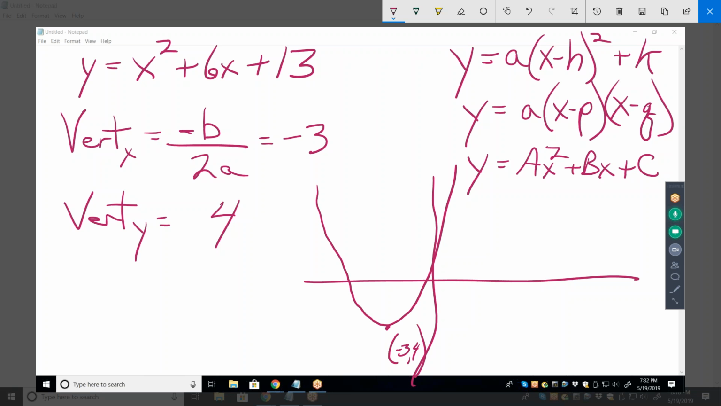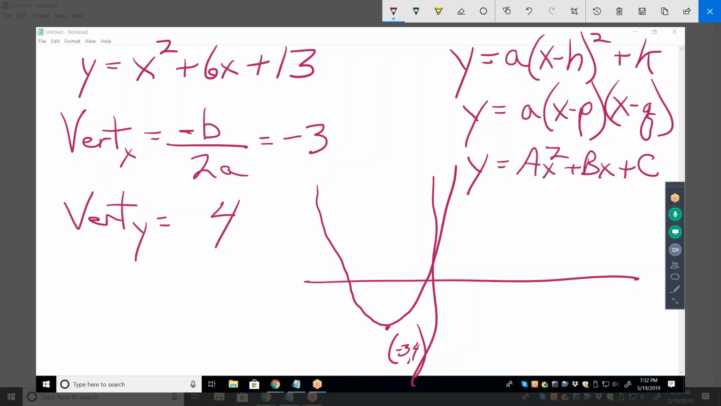Now, I need two other points. I can't graph a parabola with just the vertex. But if I can get any other 2 points, that defines a parabola. Now, I've heard some teachers, sometimes they want 5 points, which is ridiculous. 3 points define a quadratic and a parabola. So all we need is 2 other points.